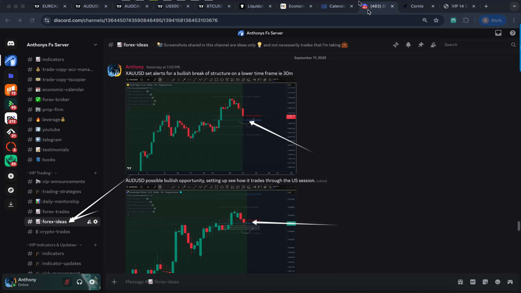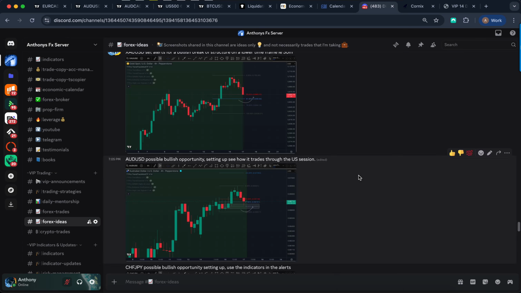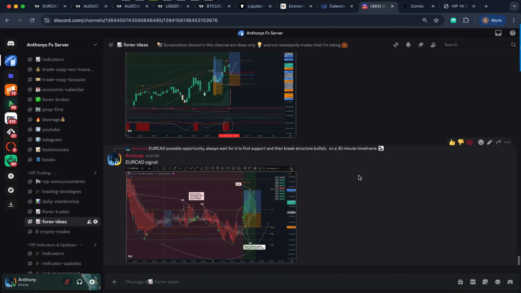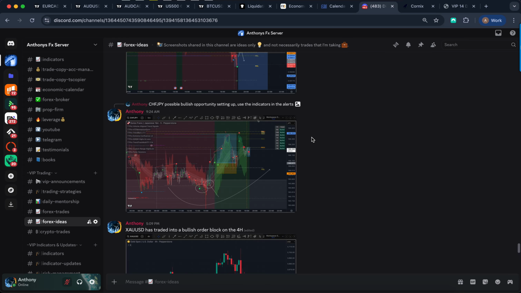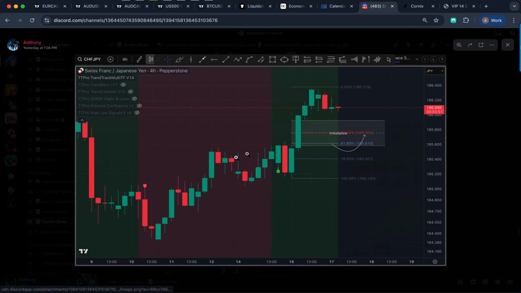So what I will do with this is post these ideas in here, take a snapshot, for example. These are yesterday's. I'm just going through and having a look at a couple now. In fact, if we go down, got a couple that have played out. Well, this is a Swissy yen. Just go back to it. So this was the Swissy yen idea.